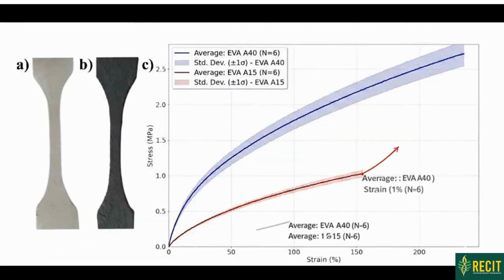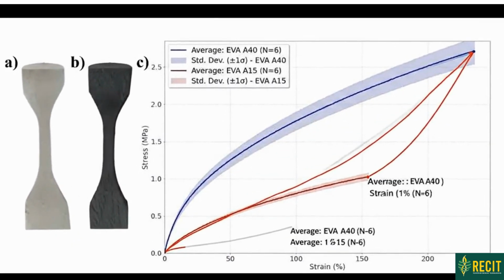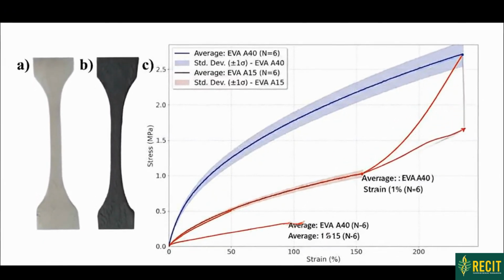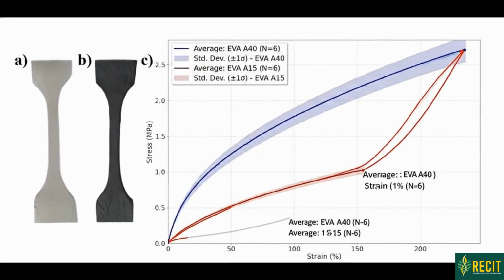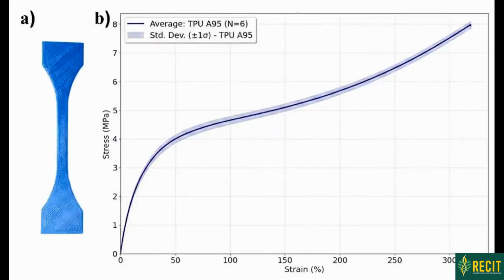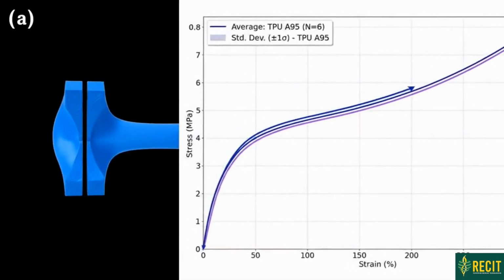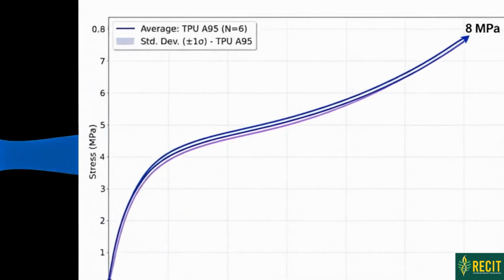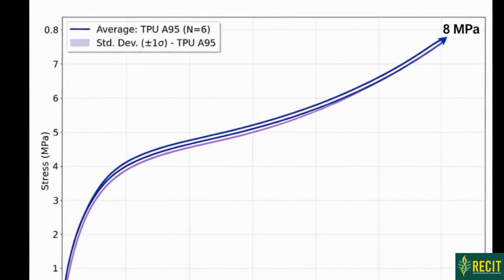elements. EVA material characterization. A40 and A15 specimens and their stress-strain diagram are presented, showing the rigidity of A40 material, which is essential for structural support. TPU A95 is characterized through a tensile test. Its stress-strain diagram shows elastomeric behavior, with high resistance to tension and impact.